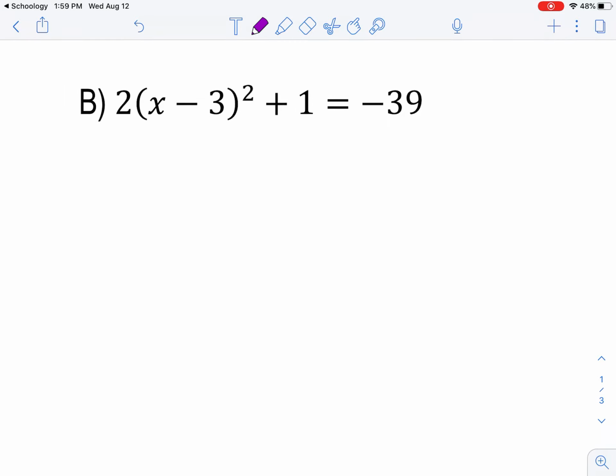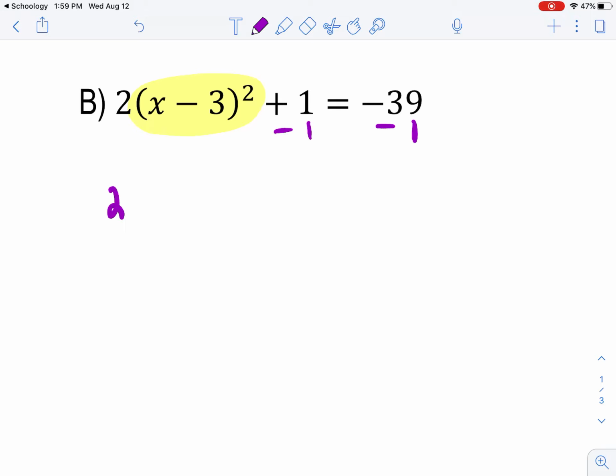All right, next one. Quadratics. There's an x squared. Can I solve by square rooting? The answer is yes, because it's just an x squared. You don't see an x squared and an x physically in the problem. Okay, but in order to solve by square rooting, I can square root this, right? So I have to get that by itself.